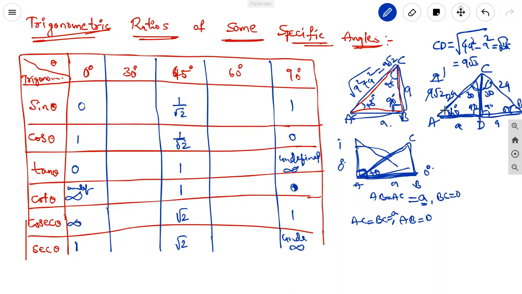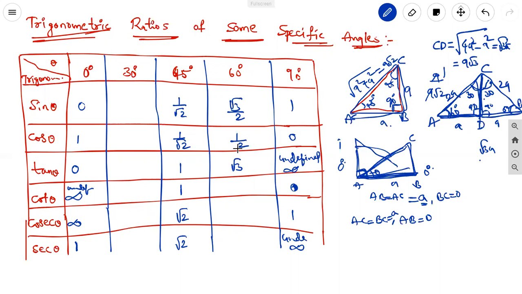Now we can take sine 60. Sine 60 means opposite by hypotenuse. Opposite is root 3A. Root 3A by 2A, A and A cancel. This is root 3 by 2. Next, cos is adjacent by hypotenuse, A by 2A. A and A cancel. It is 1 by 2. Tan theta is sine by cos, 2 cancel. It is root 3.